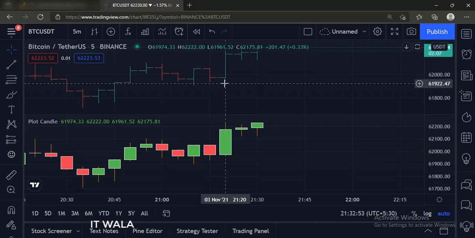So that's it. That's how you can plot a candle in TradingView Pine Script.